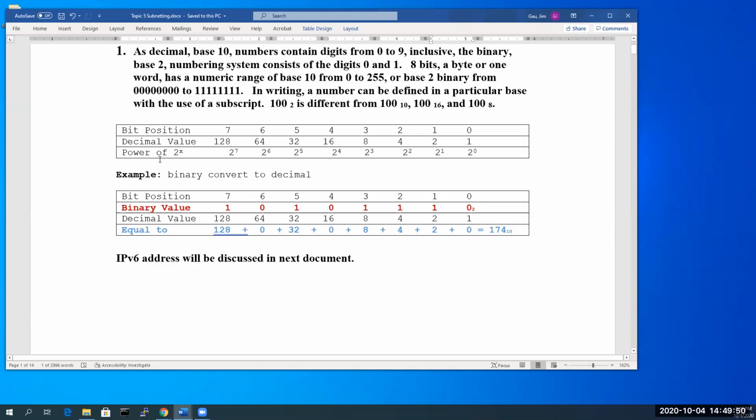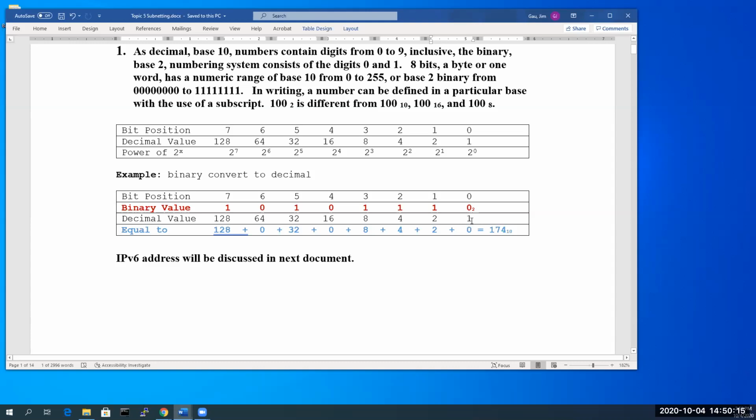Okay, so just to remind you the reason why I use the different colors. In here, the 0 position is always 1, doesn't matter what that is. And the 1 position is 2 to the power of 1, 2 to the power of 2, 2 to the power of 3, 4, 5, 6, 7. So that's the equivalence of the decimal value, the conversion, if you want to convert it.